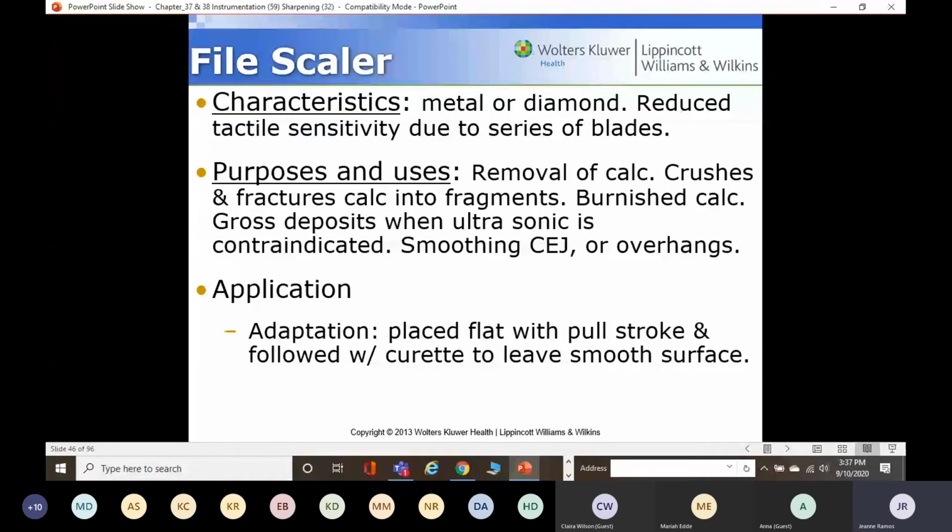It's for burnished calculus that someone has smoothed over thinking that they got it off but didn't, and it can get in there and crush it. It's for gross deposits, meaning huge deposits, when ultrasonic is contraindicated. Maybe that patient can't have the ultrasonic for some reason, and so then you could use one of these. It's smooth CEJ or overhangs. It's placed flat with a pull stroke and followed with a curette to leave a really smooth finish.